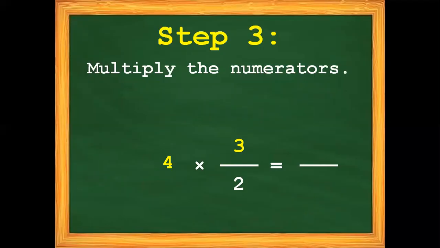Step number 3, multiply the numerators. So in this case, our numerators are 4 and 3. So we are going to multiply 4 and 3. So 4 times 3, the answer is 12.